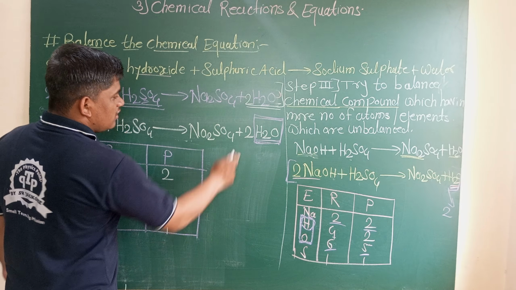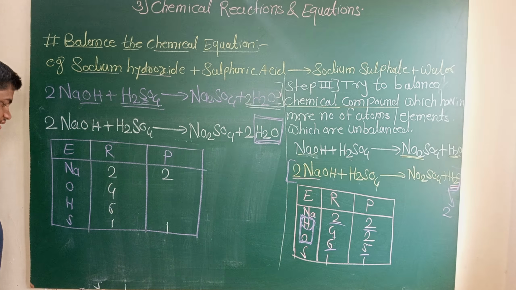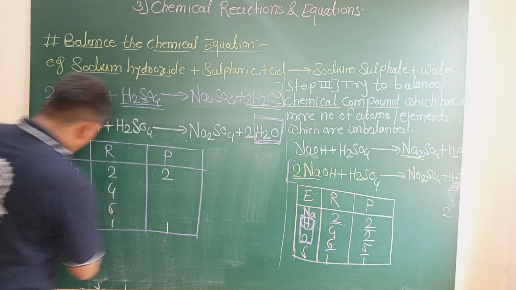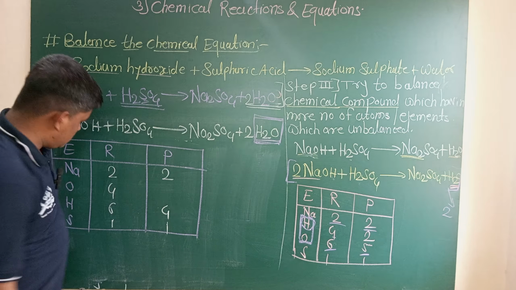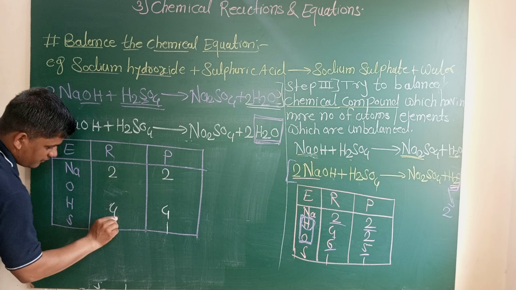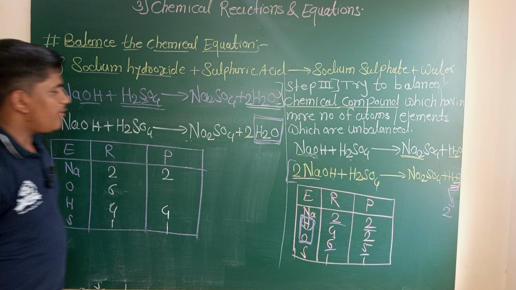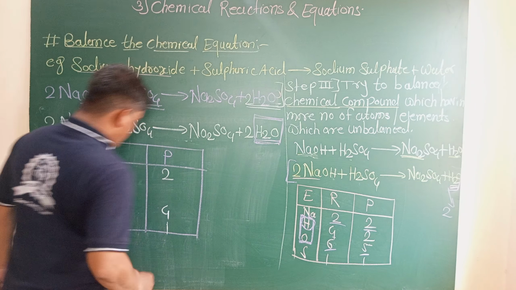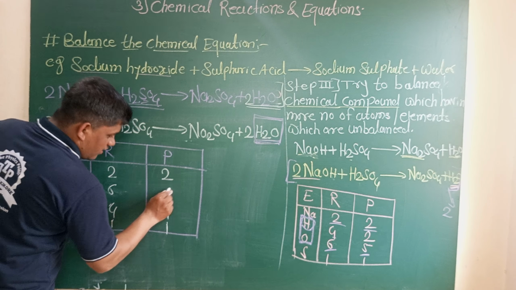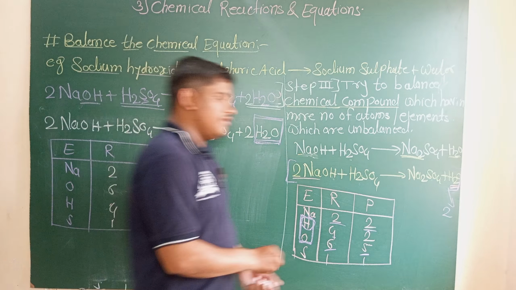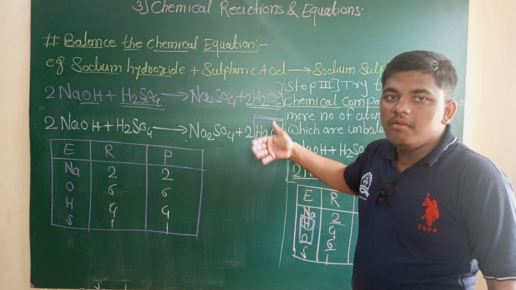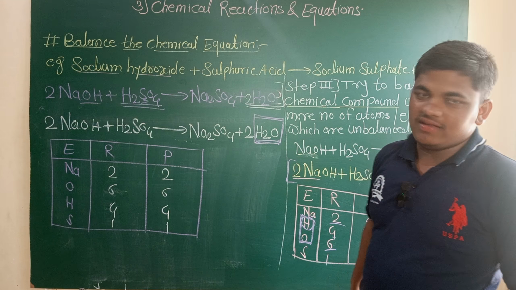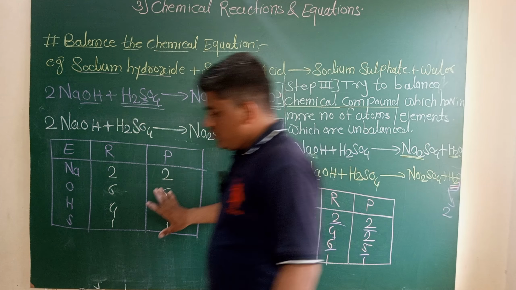Now count the number of hydrogens in the product, that is 2 into 2, 4 hydrogens. Hydrogen is 4, oxygen is 6. Now the number of oxygens: 2 into 1 is 2, and 2 plus 4 is 6. So 6 oxygen atoms in the reactants and products. Now the above unbalanced chemical equation is balanced. This is called the balanced equation.